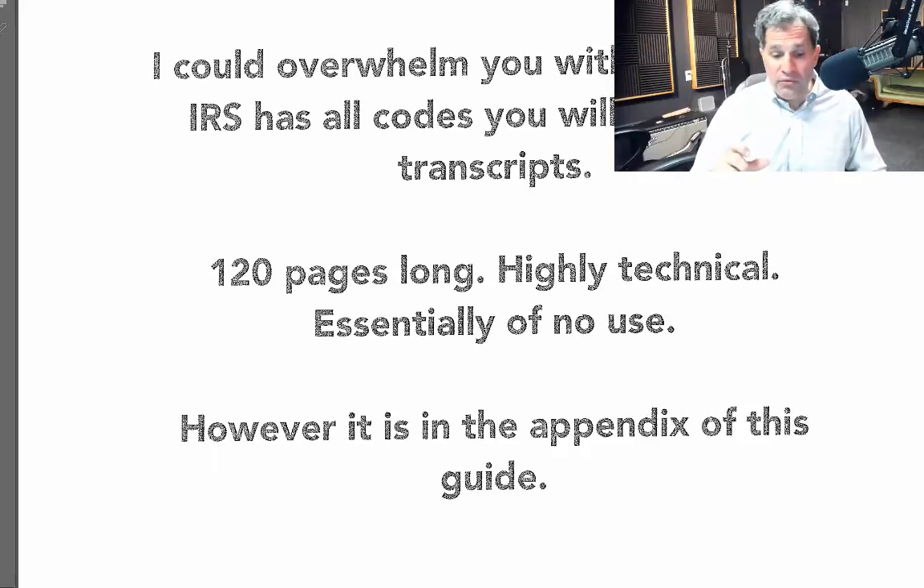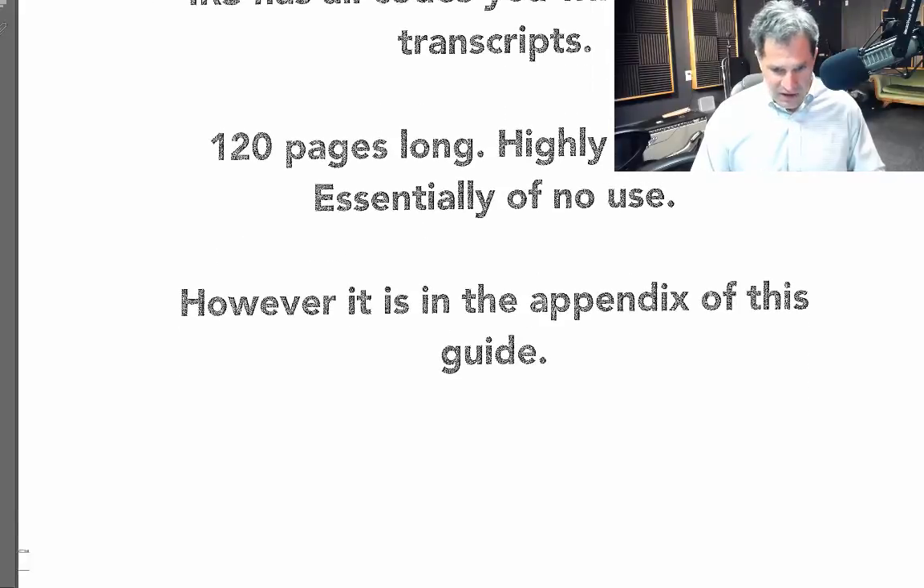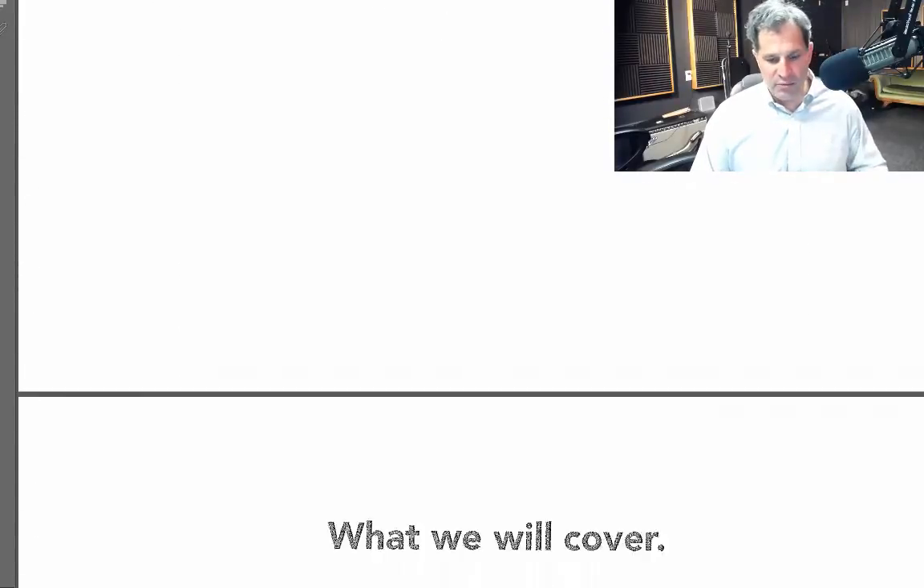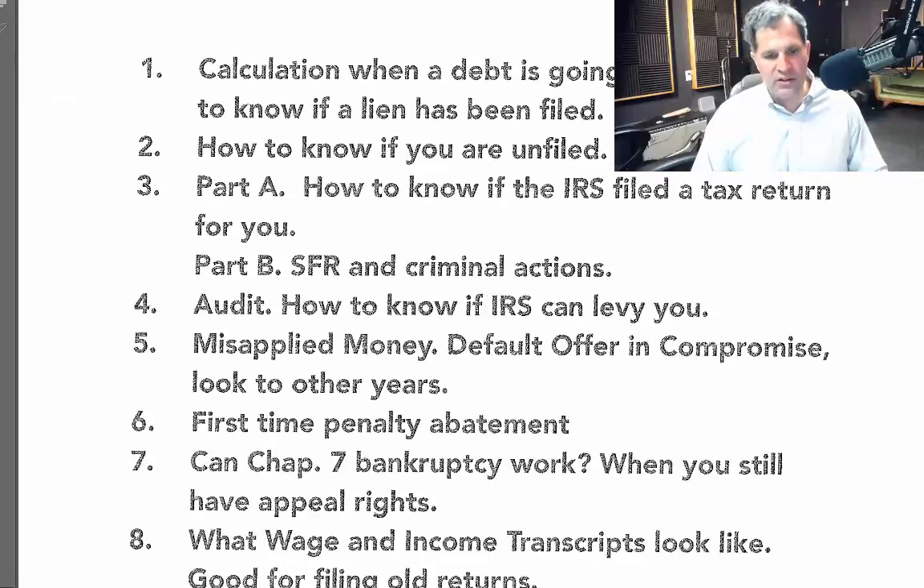By the way, if you do want to get down into the nitty gritty of what everything means, I did put a 120-page long guide to what every code is on the transcripts. That's in the appendix, and I think if you look at that, you'll see why we're not going to go through all of that. It'll basically make this entire thing useless, and we're really here to help you, give you the most important things you need to know.